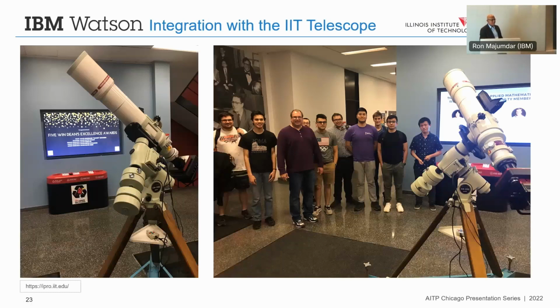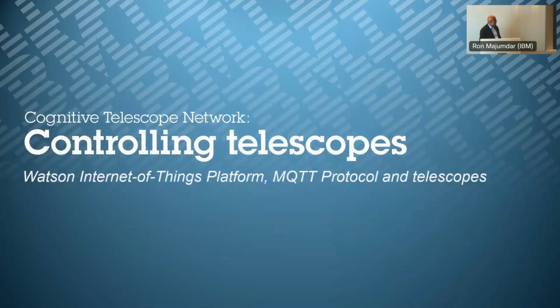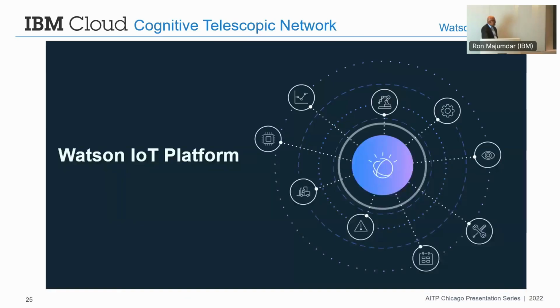This is one of the teams we are working with. This is the top IIT telescope at IIT, Illinois Tech, you can see, at the Pritzker Science Center. So we do a lot of experiments with this telescope, moving it here and there, hopefully not breaking it. So that's the objective.